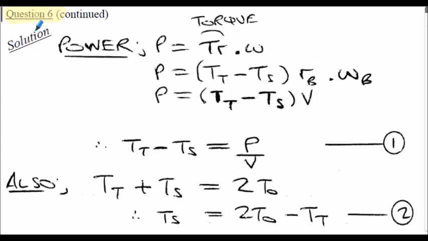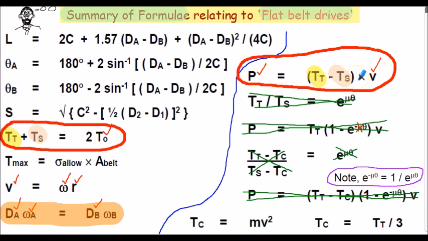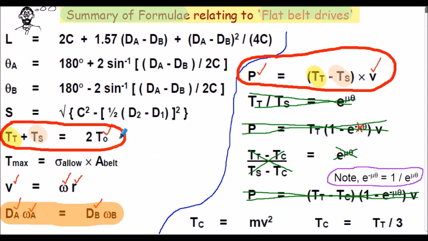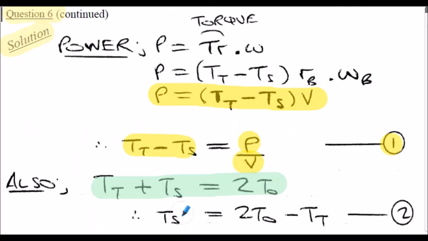So question 6, solution continued. So extracting the power equation from our summary of formulae, and this power equation ignores friction effects. This is the equation here. All I've done in the next line is divide both sides by V, so TT minus TS is equal to P divided by V. I've called that equation 1. I've also extracted this equation from our formula sheet. That's this equation here. And I've rearranged that for TS, in other words, subtracted TT from both sides of the equation. Call that equation 2.